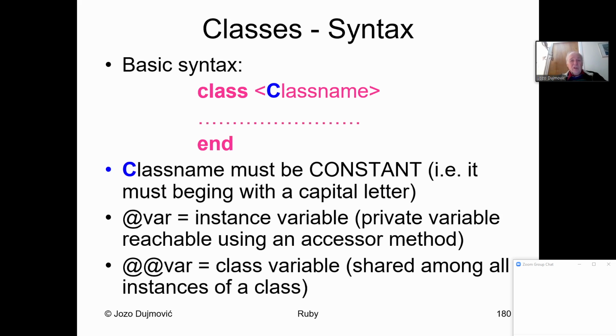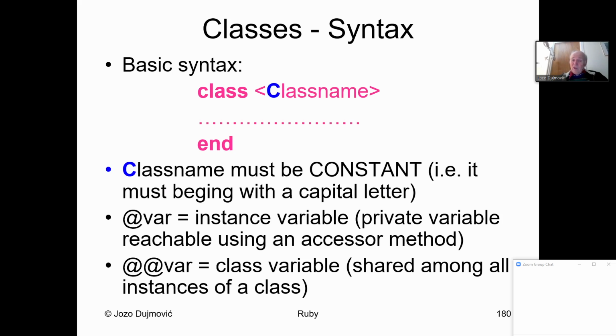The basic syntax is very simple. You have the keyword class, and after that, class name. So you are creating a class, and class name is something that has the status of constant. Therefore, it must start with capital letter. So class name must be capitalized. That's why I put here in different color. So class name, and then after that, content, and end at the end. So it starts with class, it terminates with end.